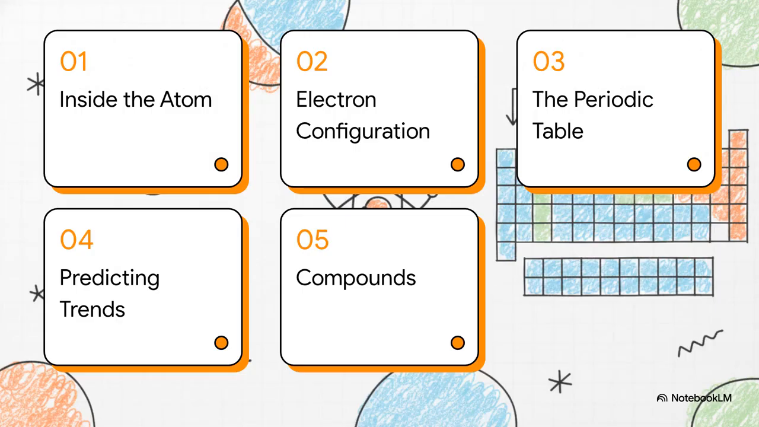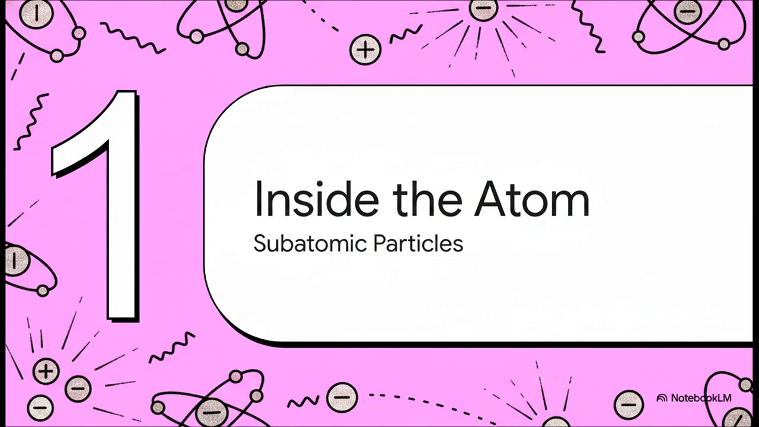Here is our roadmap for this explainer. First, inside the atom. Second, the electron configuration map. Third, organizing the periodic table. Fourth, predicting periodic trends. And fifth, ionic and molecular compounds. Section 1. Inside the atom.